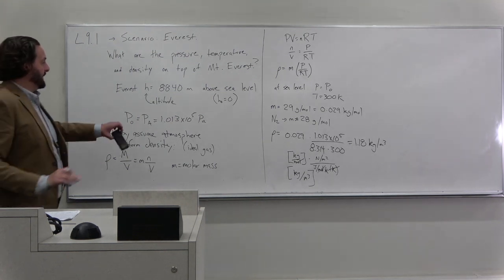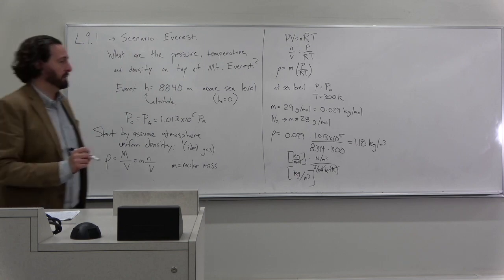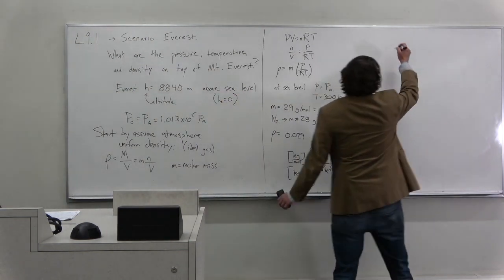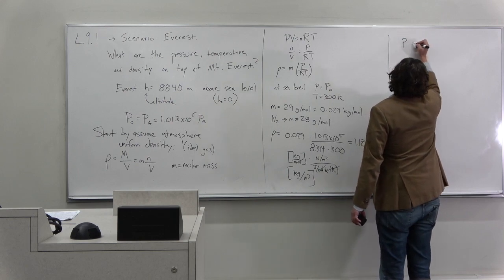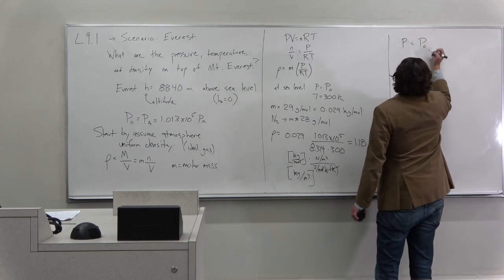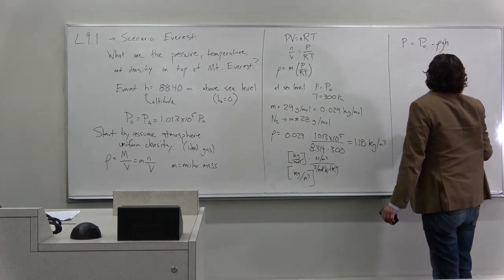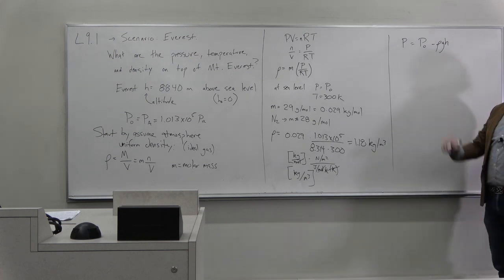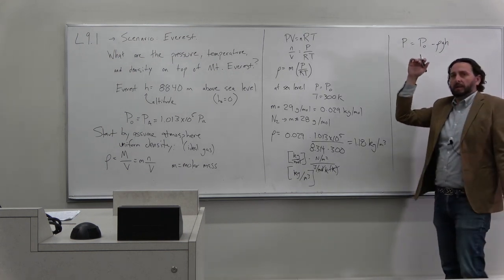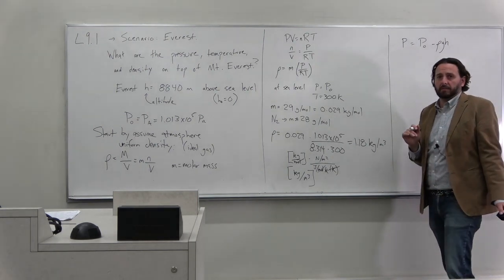Okay, when we have the density, now we can calculate the pressure. So the pressure on the top of Everest is simply going to be the pressure at sea level minus rho g h. And I've got a minus sign because we're going up in altitude. I believe in the first lecture we had a positive and we measured negative.